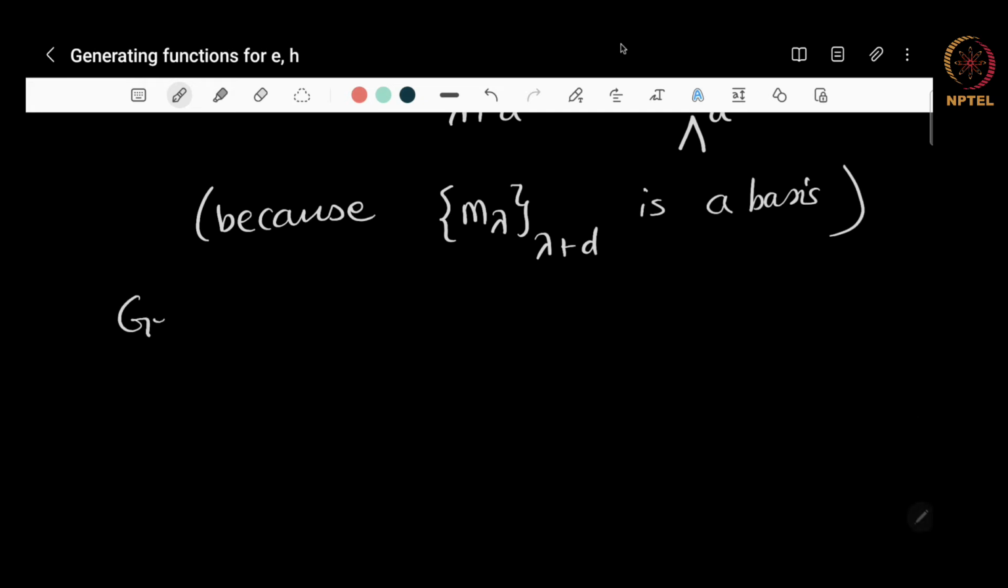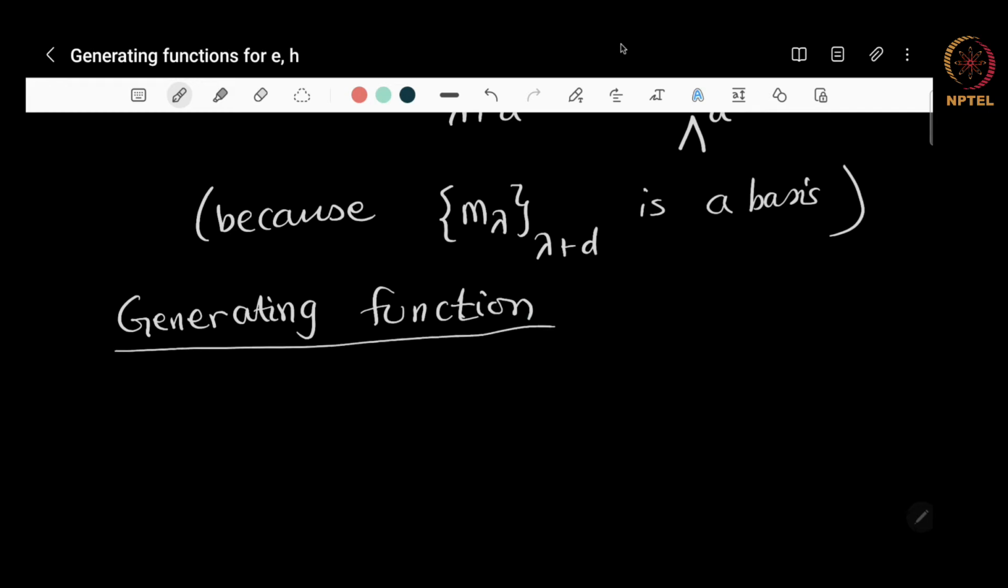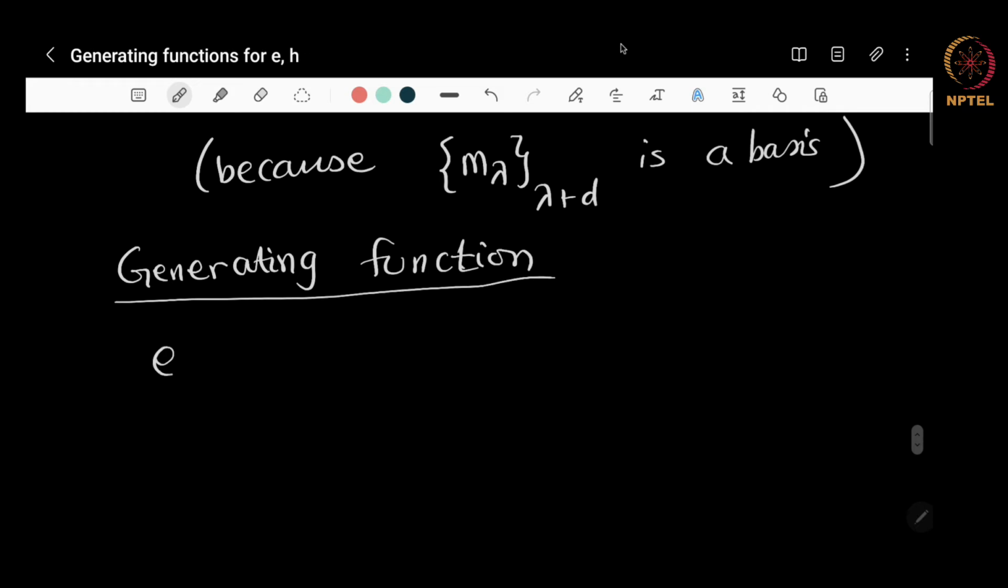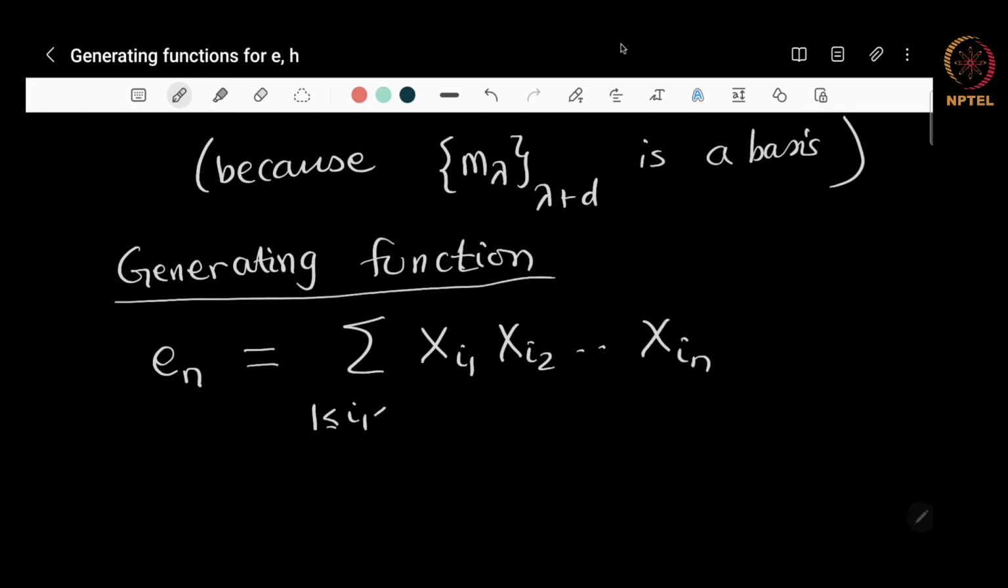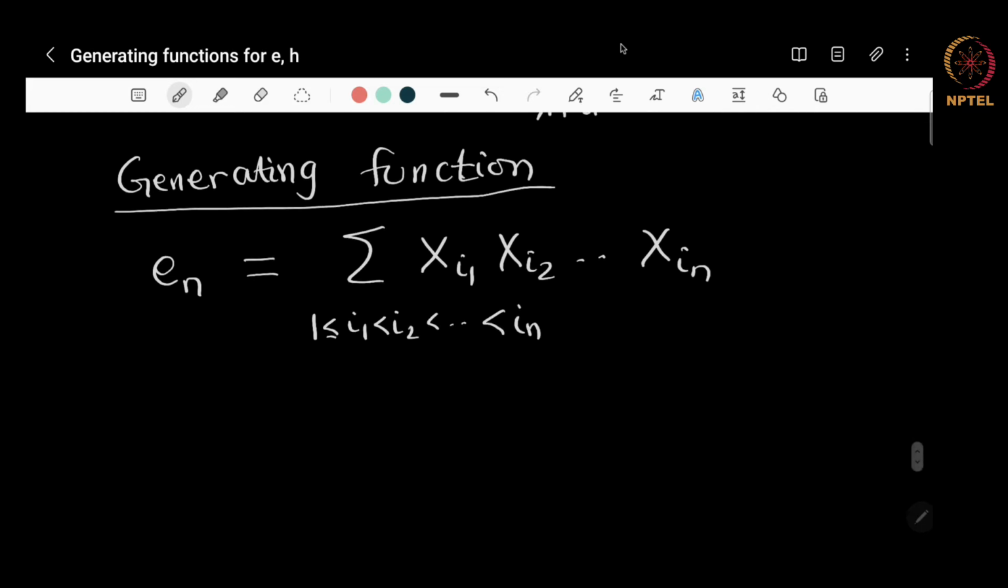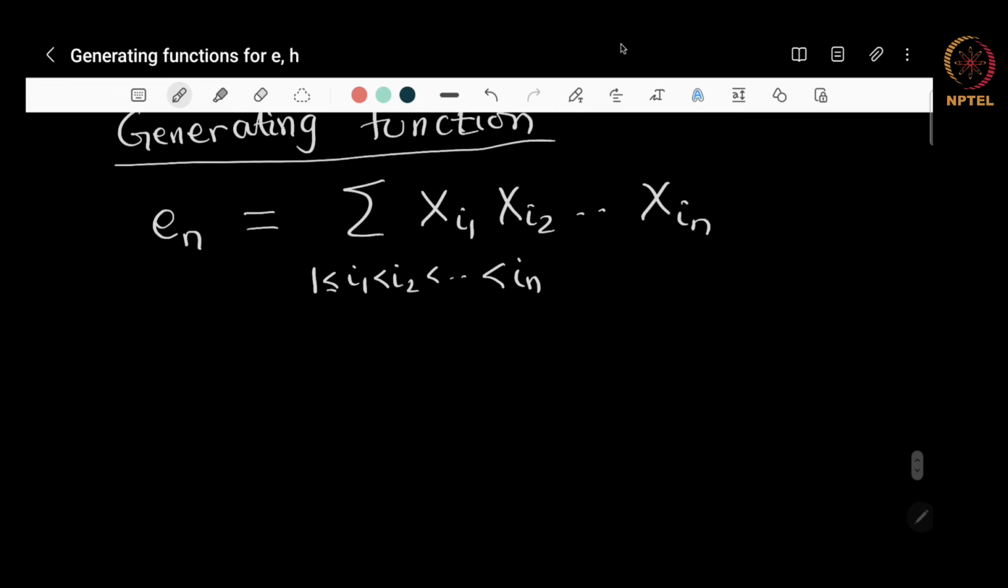Now what I want to talk about next is the generating function for the e's. So what's the generating function for the e? For the e_n first. So recall what the e_n was by definition. It's just all sums of variables taken n at a time, and to avoid repetition we assume that they are in increasing order. And recall we are talking about infinitely many variables, so this is actually a formal power series.